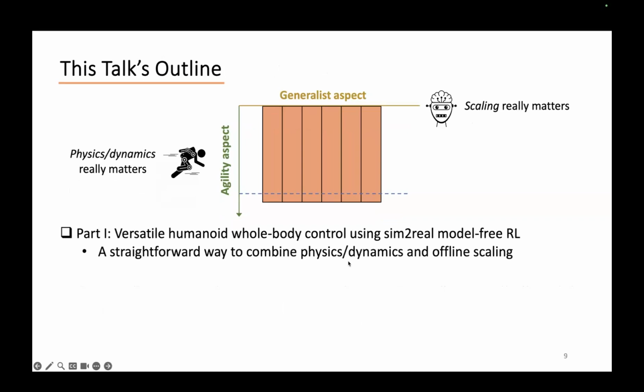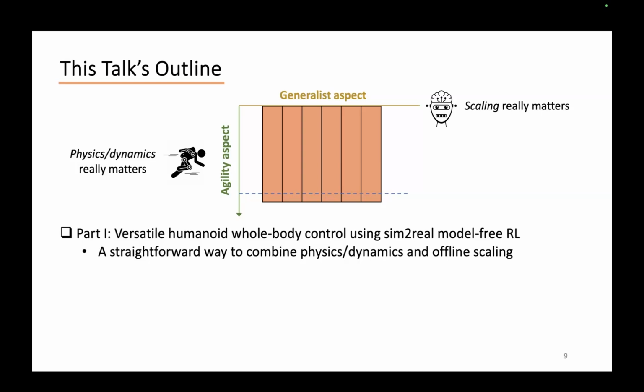Today's talk has two parts. The first part, which is relatively short, is humanoid whole-body control using a technique called Sim2Real model-free reinforcement learning. The reason why I put it in part one is Sim2Real model-free RL is a very straightforward way to combine physics, dynamics, and offline scaling. Because what you do is you train a policy in a large-scale offline simulator, and the simulator is physics-based.